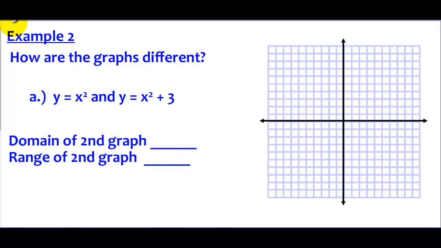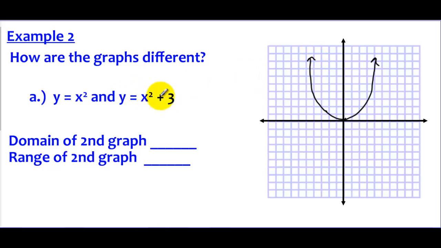And I can also look at problems like this and say, how are these graphs different? I'm just going to do a quick sketch. I'm not going to actually plug in and get all the points, but I would say y is equal to x squared looks something like this, right? It comes out of the origin and makes this U-shaped graph.